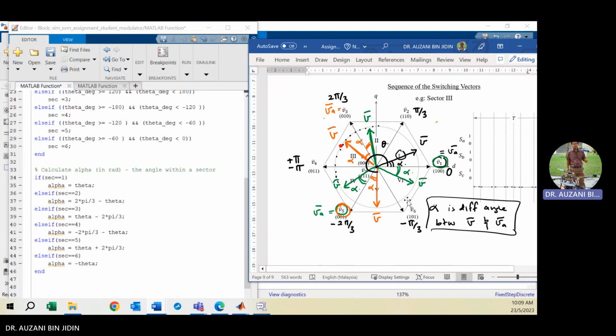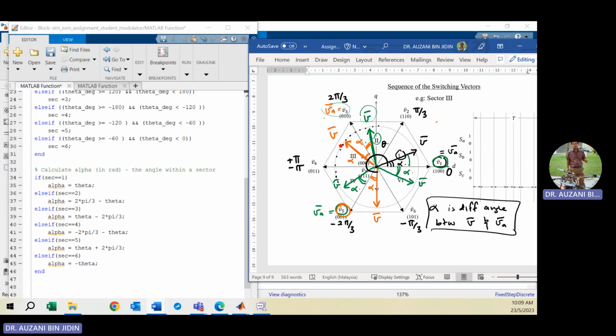Ni. Kan? Saya dah buat semua case, semua sektor. Kalau sektor 1, alpha ni nak define kan? Di mana alpha ni automatik sama dengan theta terus. Theta ni kan degree yang ni. Kalau sektor 2, okay, awak kena tentukan alpha ni mana satu. Cari BA dulu. Kalau sektor 2, BA dia ini kan. B3 kan. Betul. So alpha adalah beza antara reference ni yang hijau ni dengan BA.